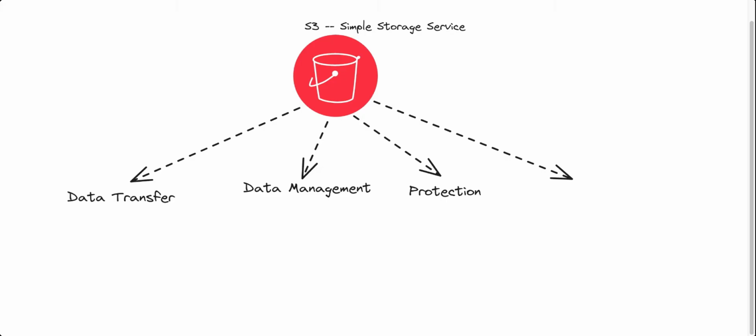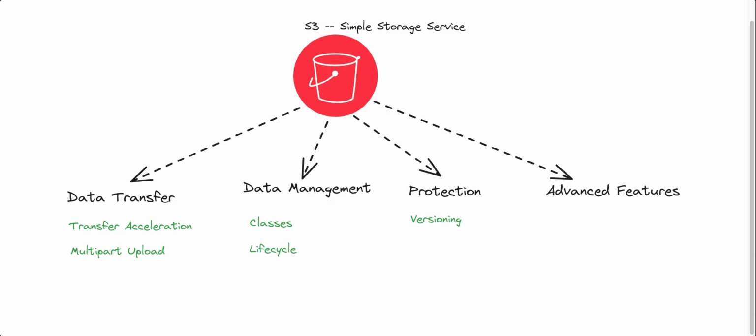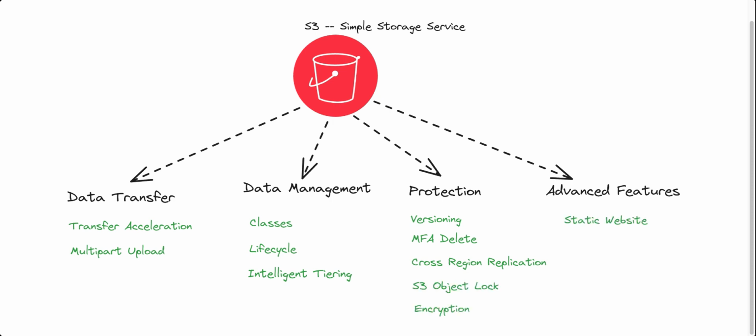There are a few more features that we haven't discussed. For example, in data transfer we discussed only transfer acceleration and the classes. In data management and protection, we discussed versioning. There is something called multi-part upload, and in data management there are lifecycles and intelligent tiering that we need to discuss. We'll do that down the line. Similarly, in protection there is MFA delete, cross-region replication, S3 object lock, and encryption, and in advanced features we have static website, event notification, pre-signed URL, and CORS. We will delve deeper into these in future courses.